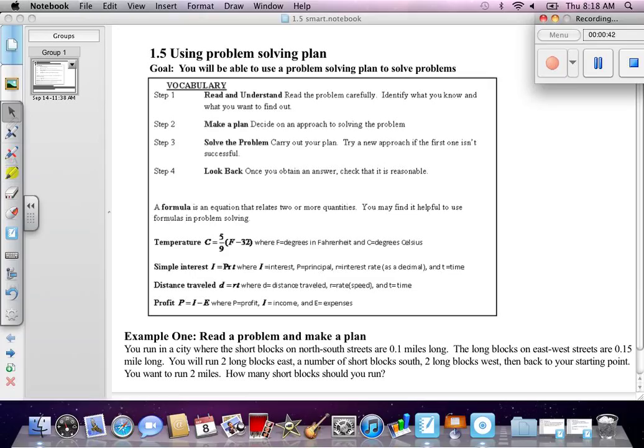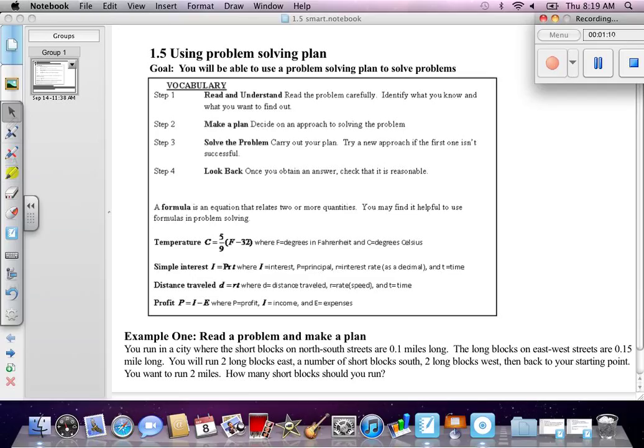If you find that the answer doesn't make sense, maybe you added when you should have subtracted, or multiplied when you should have divided. Step 4, look back. Once you obtain an answer, check that it is reasonable. You guys have to think, is this a made-up answer? Does this not make sense? If you get something like 3 times 4 equals 10, you know you did something wrong, right?